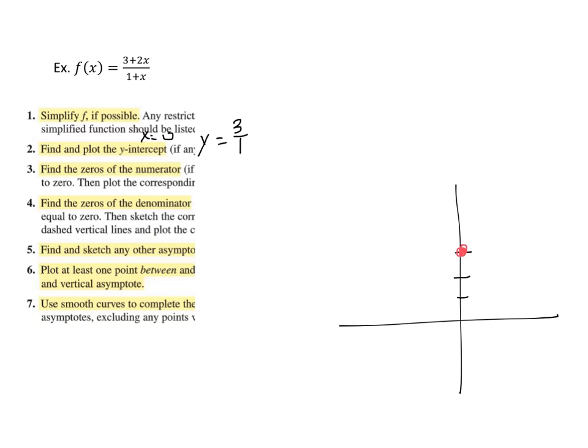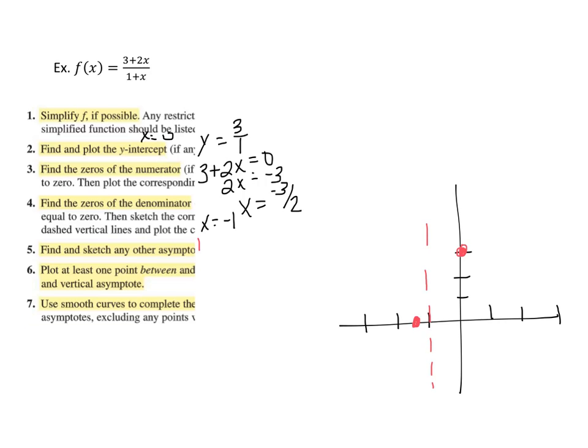Zeros of the numerator. 3 plus 2x equals 0. 2x equals negative 3. X equals negative 3 halves. So I know I have an x-intercept at negative 1.5. Zeros of the denominator, that's going to be x equals negative 1. So there's a vertical asymptote there.